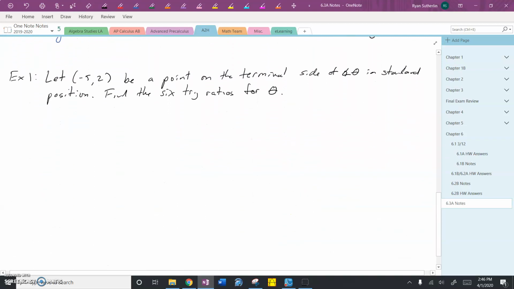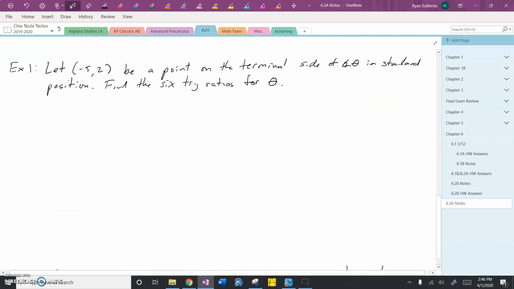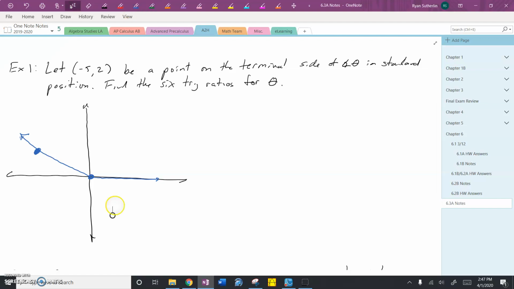So example 1 says, let the point negative 5, 2 be a point on the terminal side of angle theta in standard position. Find the 6 trig ratios for theta. So we have the point negative 5, 2. So about there. We have our initial side. This is our terminal side. And this is our point, negative 5, 2.